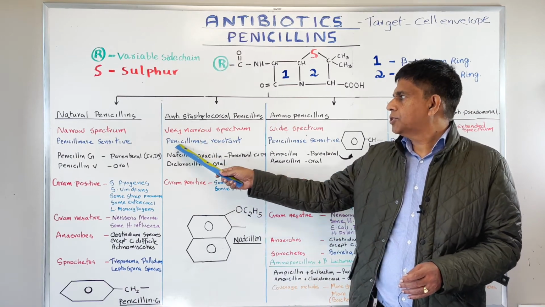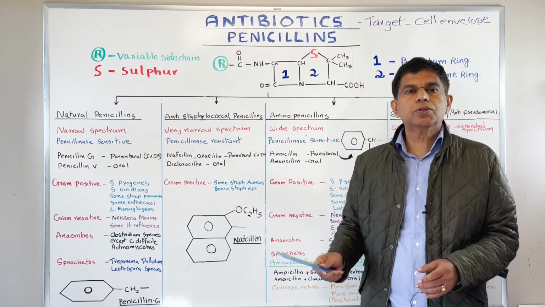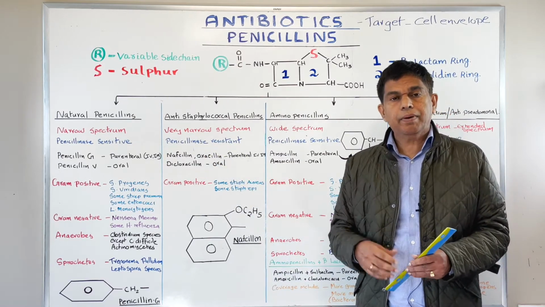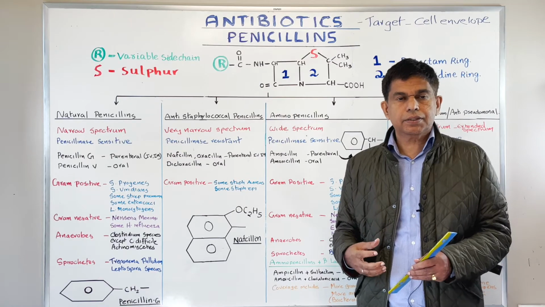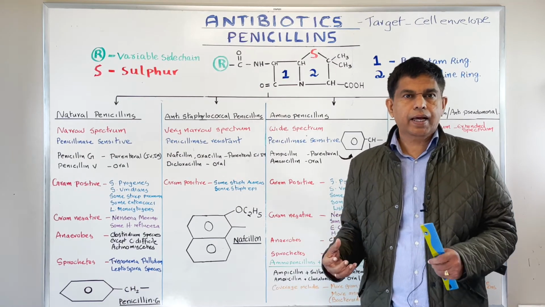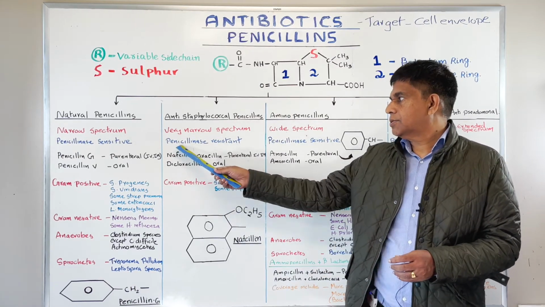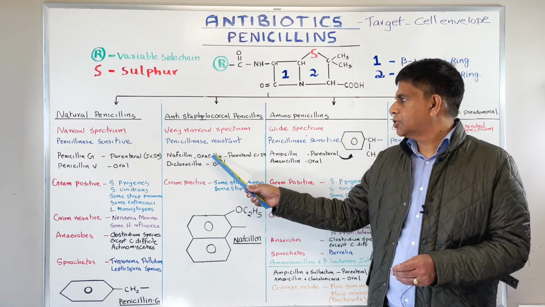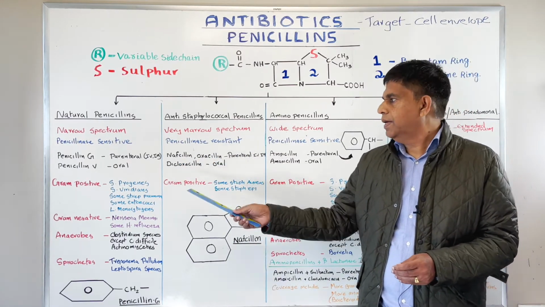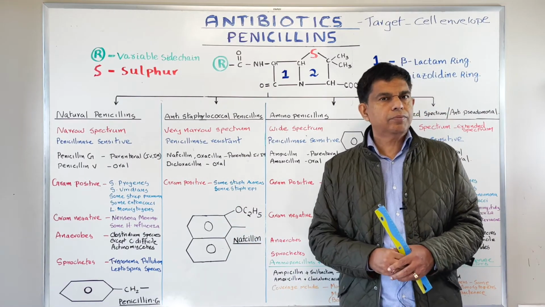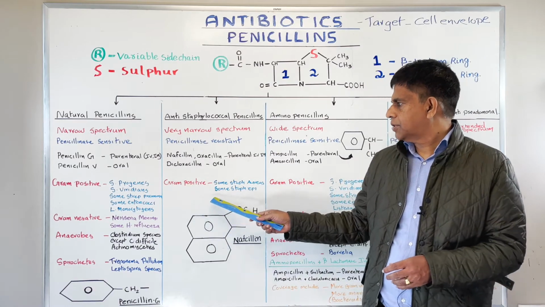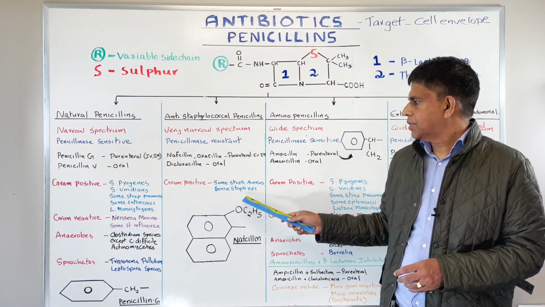Now, they are also penicillinase-resistant. That's a good part because bacteria produce this penicillinase enzyme to destroy the beta-lactam ring. So this is penicillinase-resistant. Let's look at the drugs. You've got nafcillin and oxacillin, which are given IV or IM, and dicloxacillin, which you can give as an oral drug. Again, we talk about the gram-positive, some Staph aureus and Staph epidermidis.